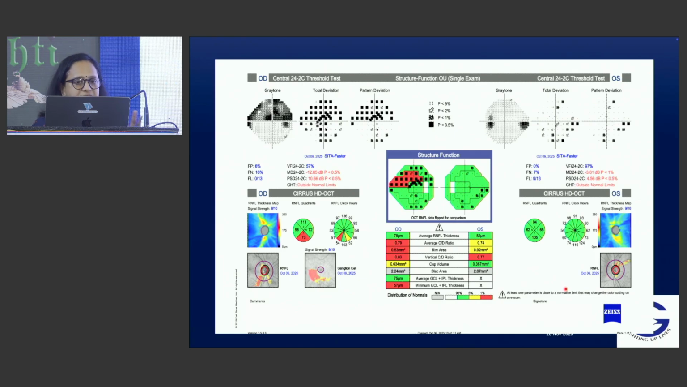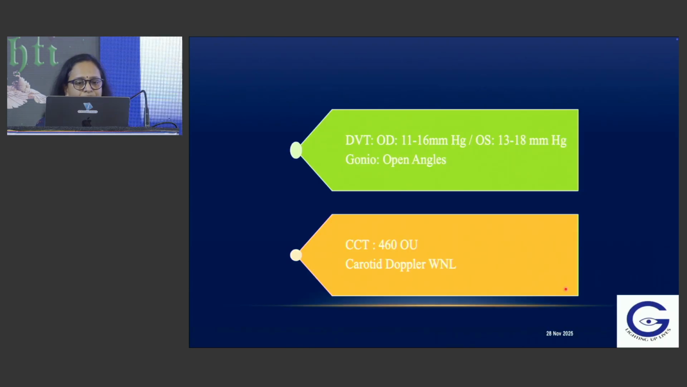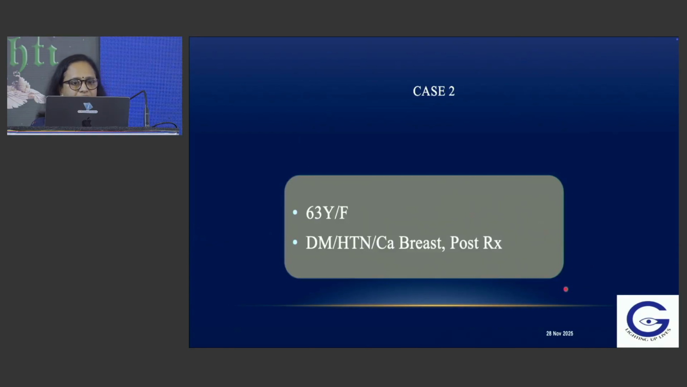And this is the combined printout of the same patient. Whether you want to start treatment or not depends on the other factors, and I'm not going into the details of that.